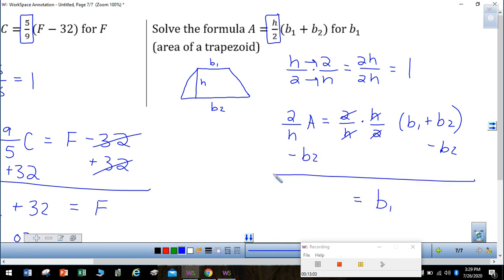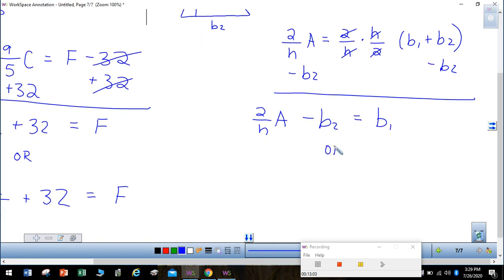Now finally we have B1 by itself. On the left side we have 2 over h times A minus B2. Now the other way that you can write this, 2 over h times A, that A is really the same as A over 1. So it's really the same thing as 2A is the numerator. H times 1 is just h for the denominator. And that's how we solve literal equations to get a variable by itself.